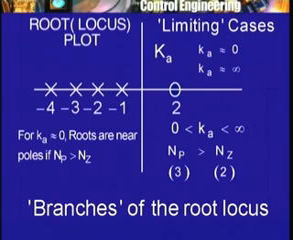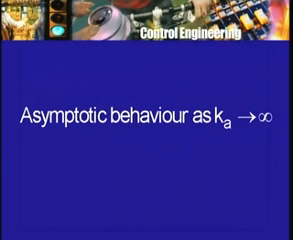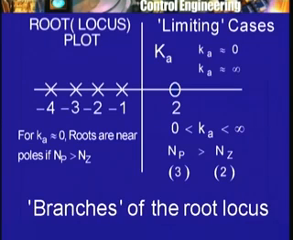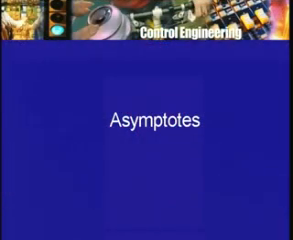Now for the third root, one says that it has an asymptotic behavior and something will happen to it as K tends to infinity. It will not be near the zeros of the transfer function, but the third root or the remaining roots will be in fact going far away in the complex plane with an asymptotic behavior, and therefore one can talk about what are called asymptotes to the branches.